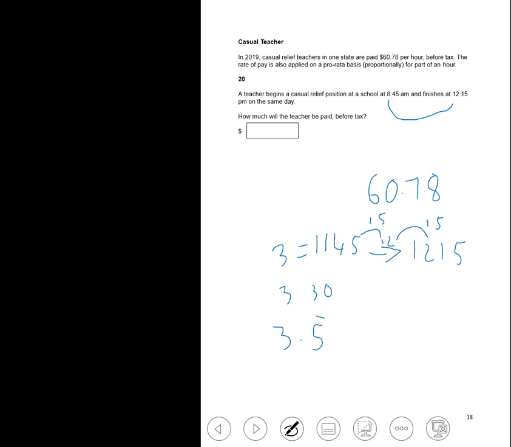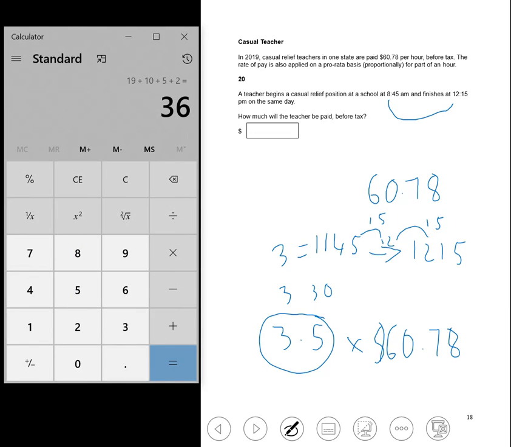So we need to multiply our 3.5 hours by the hourly rate. And we'll get our trusty calculator to do that. 60.78 times 3.5. 212.73 is our answer.